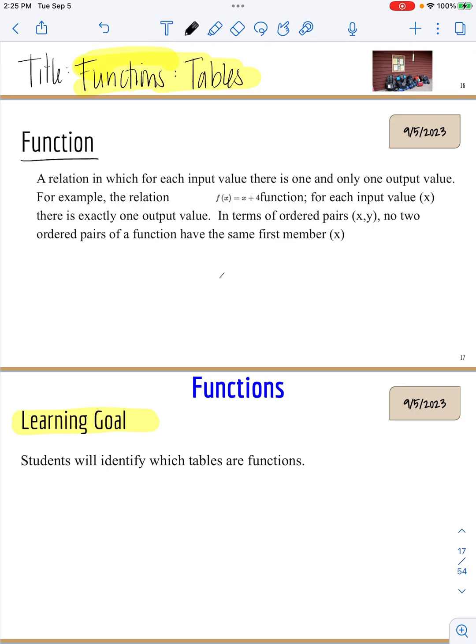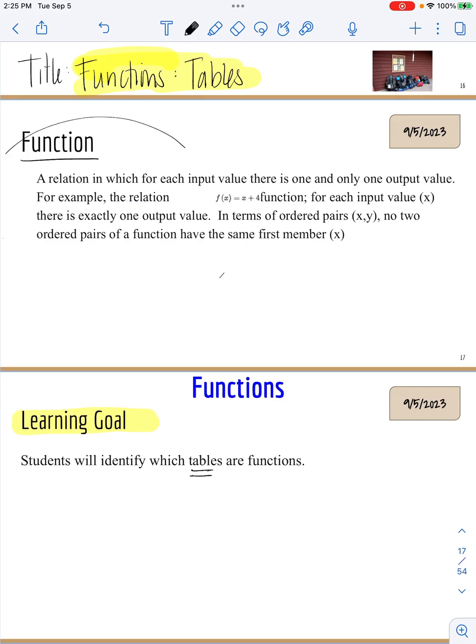So today we're gonna focus on just tables. We kind of went over it the other day when we were talking about the soda machine. We're gonna continue again today. And then let's write the definition of function after the learning goal.